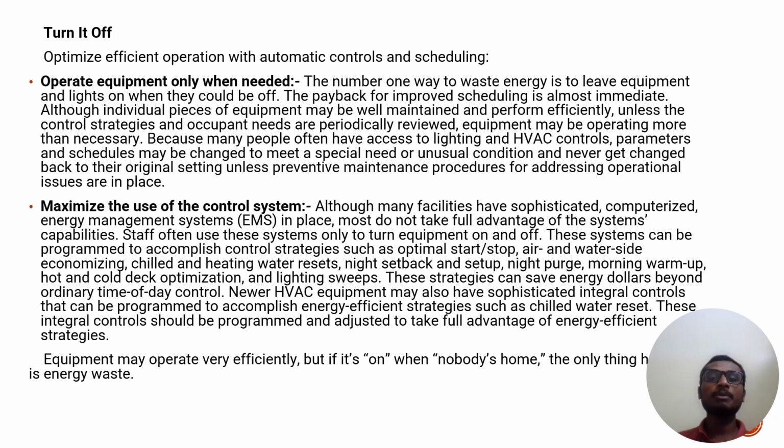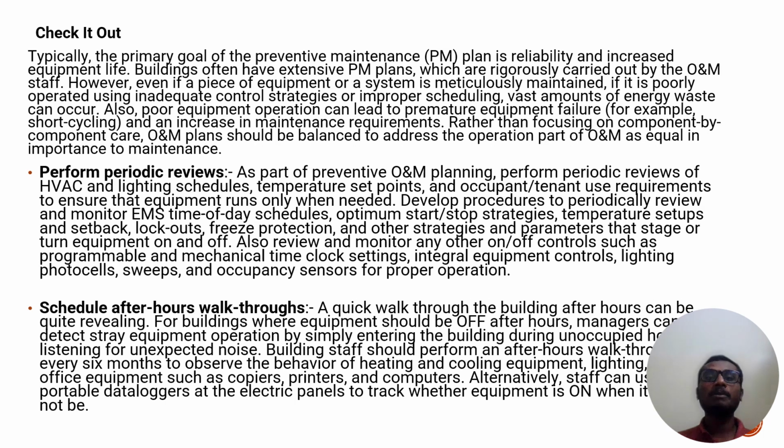Newer HVAC equipment may also have smart internal controls. They can be programmed to accommodate energy efficient strategies such as chilled water reset. Those internal controls should be programmed and adjusted to take full advantage of energy efficient strategies. Equipment may be operated very efficiently, but if nobody is home, energy is wasted. Review optimum start and stop strategies, temperature setups, and turning equipment on and off. Also review any other on-off controls, such as programmable and mechanical time clocks, internal equipment controls, lighting photocells, sweeps, and equipment sensors for proper operation.